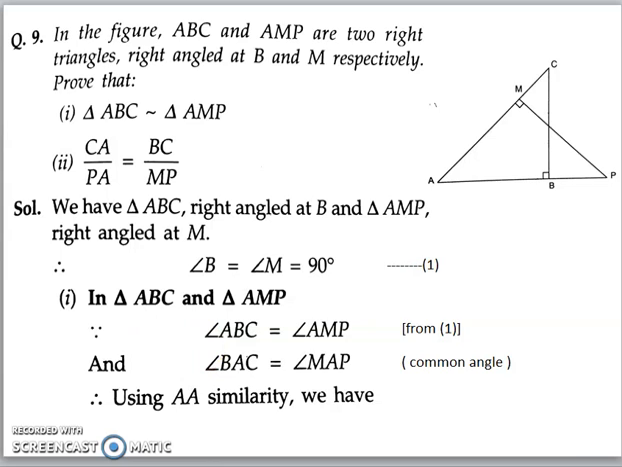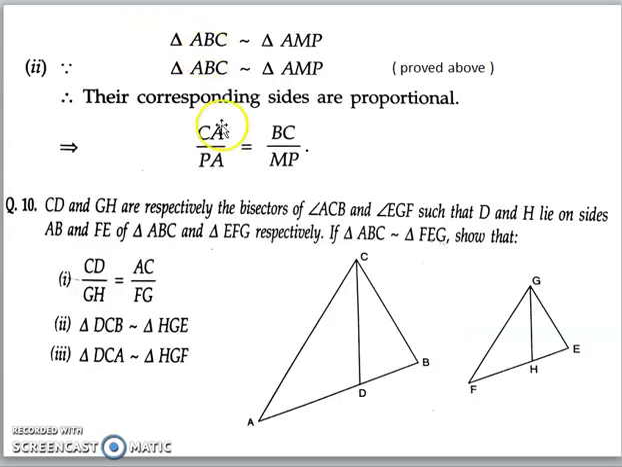And if the triangles are similar, their corresponding sides have to be proportional. So by using that, the corresponding sides are proportional, we get the second part which we have to prove. So CA by PA is equal to BC by MP.